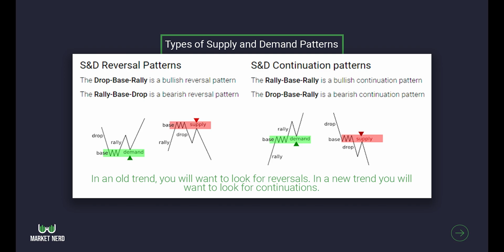This is important because understanding which phase the market is in at that moment helps us understand what the underlying trend is and how long it has been in place, which determines which are the best demand and supply zones to look for. In an old trend, you will want to look for reversals. In a new trend, you will want to look for continuations.